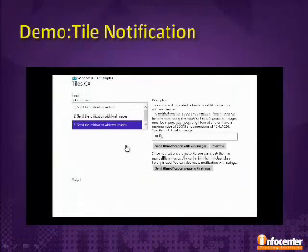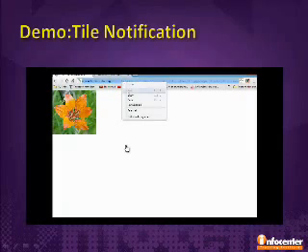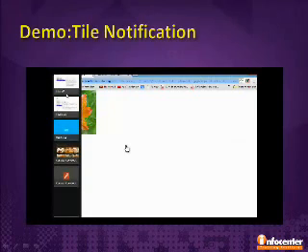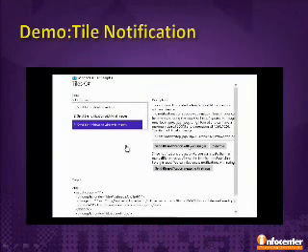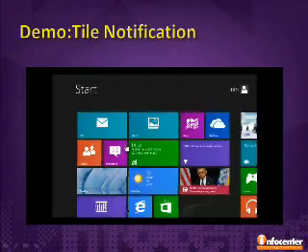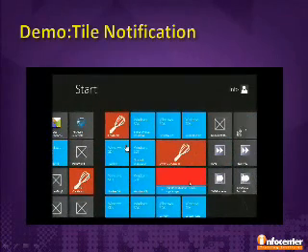What if I want to update the tile with an image from the internet? Let's browse to some internet sites, take a copy of the URL, go back to our application, place it in the text box, and click on Send Tile Notification with Web Image. If you notice here, the URL is a website URL. It takes a while and the new tile is displayed.